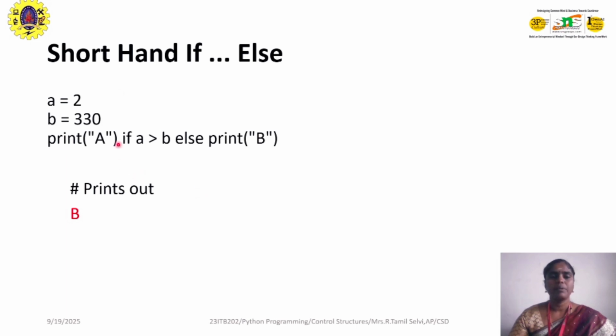Consider this example. Here, we initialize the value a as 2 and we assign b as 330. If the a value is greater than b, we get the output as A. If the condition is false, we get the output as B. In this example, B is greater than A. So we get the output as B when we execute this program.